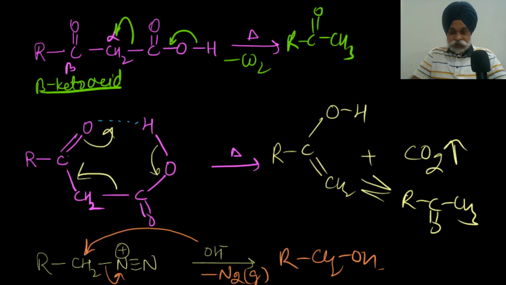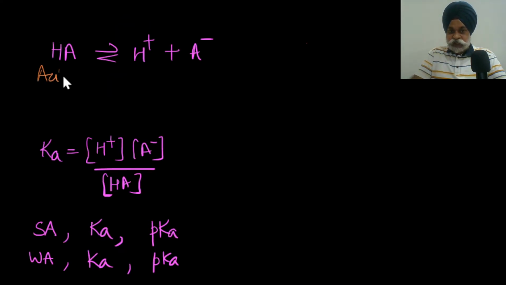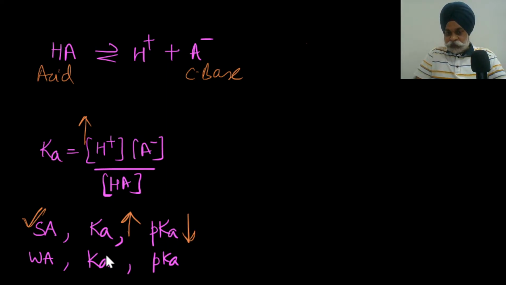Now here we have to understand what type of entities we shall be saying are a good leaving group. We know that if I say this is an acid, the acid loses H positive and this is its conjugate base, A negative. From the equilibrium expression, a strong acid would have high concentration of H positive, so Ka would be high and pKa will be less. A weak acid would have lesser H positive, so Ka, the dissociation constant of that acid, would be less and pKa will be more.